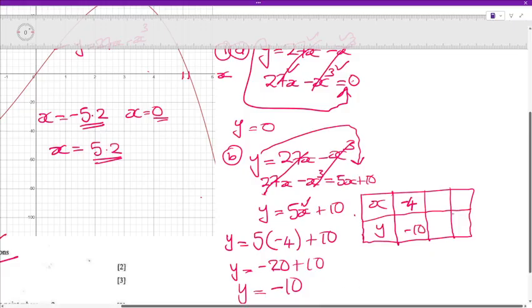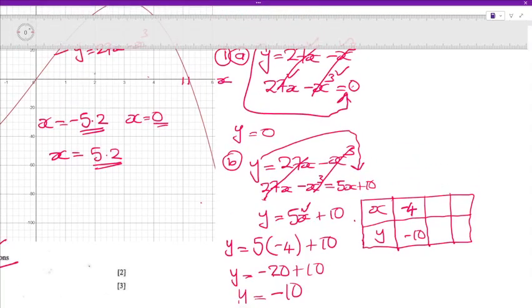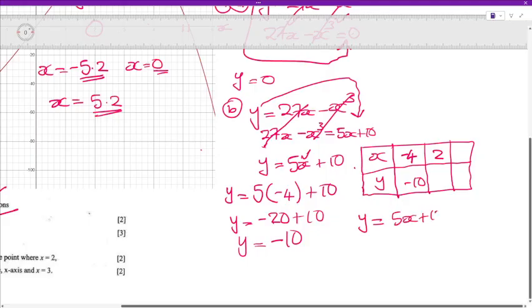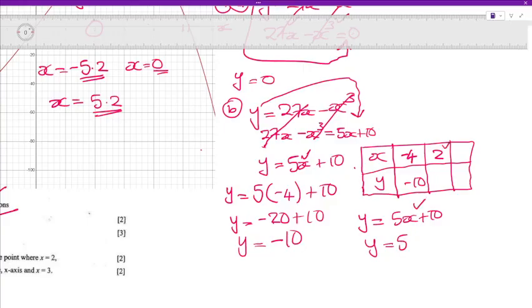Let us test for a positive one now. Let's pick 2. On the x-axis there is a 2 there. If x is equal to 2, what is going to be the y coordinate? So y is equal to 5x plus 10. While there's x, I'll put the 2 I'm testing, plus 10, meaning y will be equal to 5 times 2, which is 10. 10 plus 10 gives us 20, meaning y is equal to 20.